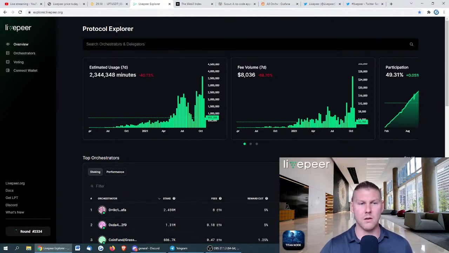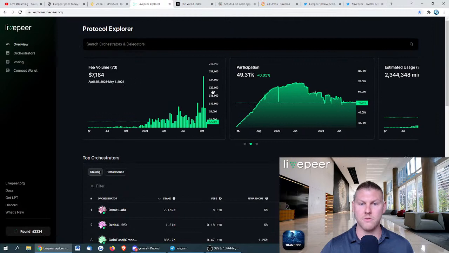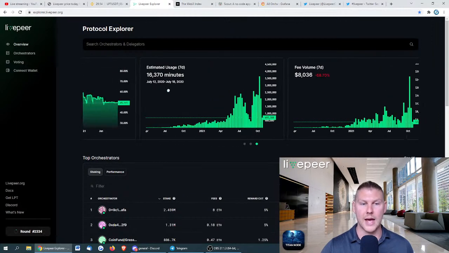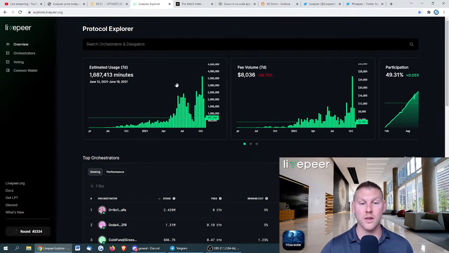But as you can see here on the Livepeer Explorer, it shows you the fee volumes and the amount of transcoding minutes that have been done in the last 7 days. Each one of these bars is 7 days. And as you can see, it's been a pretty steady uprise. You can see that there was this fallback kind of in the summer, in August and July. It fell back quite a bit.